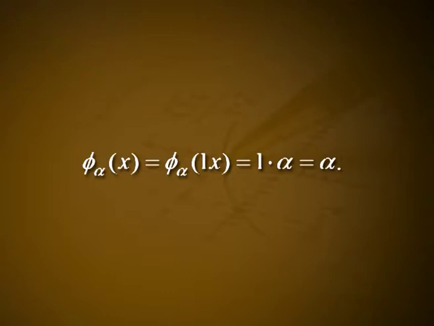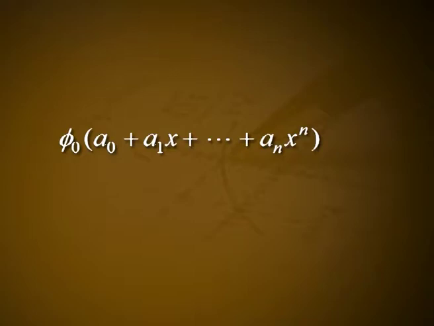The definition of φα applied to a constant polynomial a in F[x], where a belongs to F, gives φα(a) = a. So φα maps F isomorphically by the identity map. Again, by the definition of φα we have φα(x) = φα(1·x) = 1·α = α.